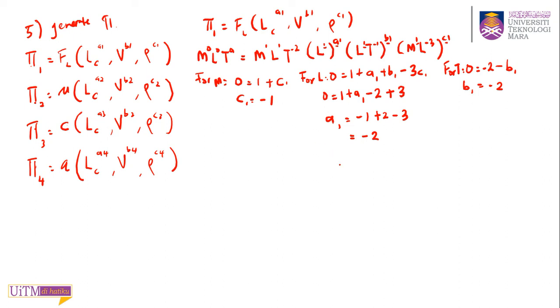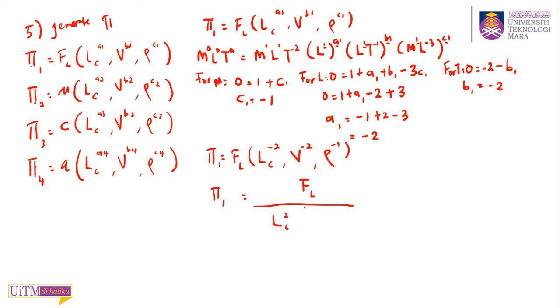Okay, so we know the exponential number for A1, for B1 and C1, then we can write our pi 1 as FL times LC, A1 is minus 2, and V, B1 is minus 2, and rho, C1 is minus 1. Or we can write as pi 1 equals FL over, because everything is minus, LC squared V squared rho. So this is your first pi.